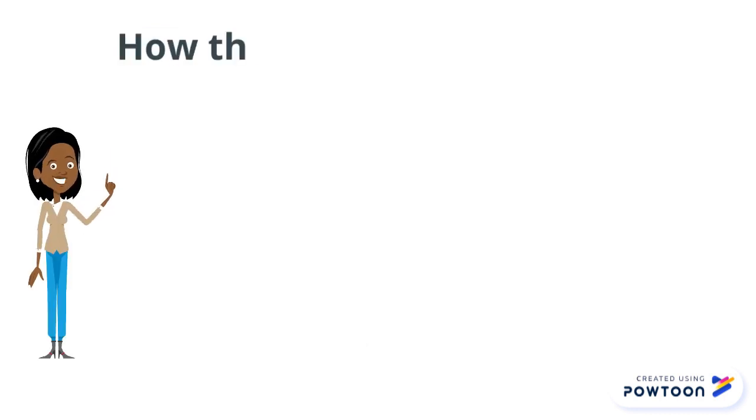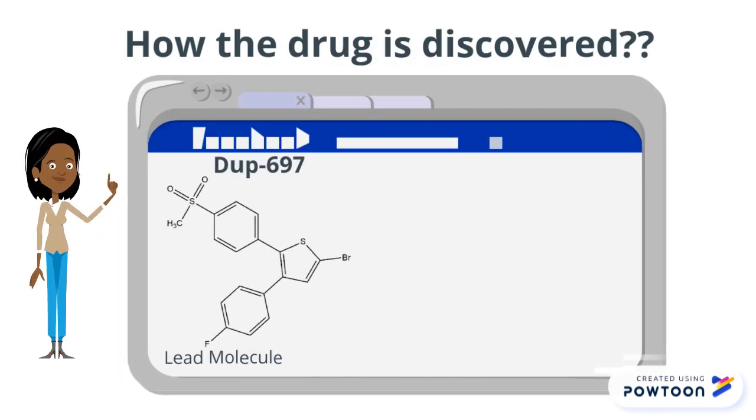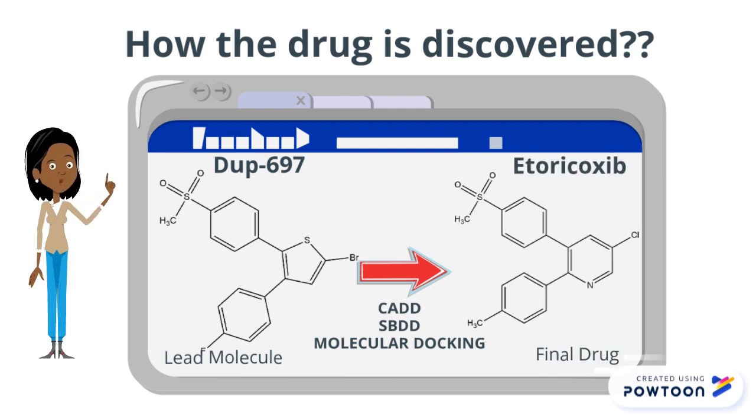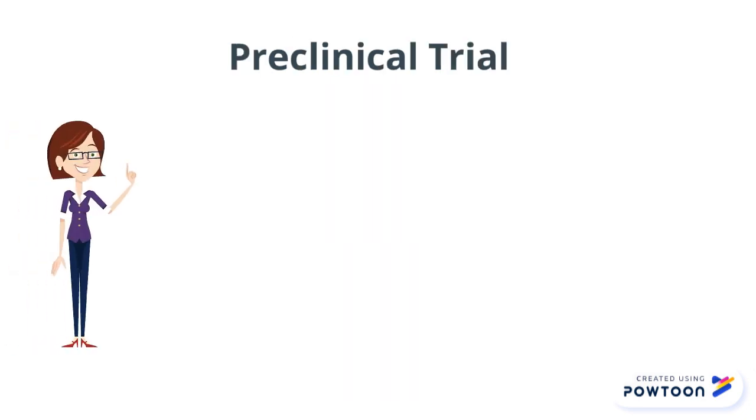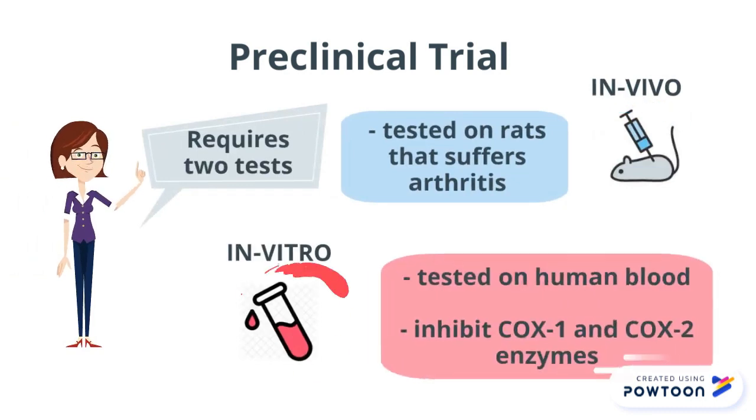So now, let me tell you how the drug was discovered. After the discovery of the COX-2 enzyme, DUP697 became the lead molecule for the development of COX-2 selective inhibitors, COXIBs. Using computer-aided drug design, structure-based drug design approaches such as molecular docking and molecular dynamics (MD) simulation studies, the final drug of Etoricoxib was obtained. For preclinical trial, it requires two tests, which are in vivo and in vitro tests.